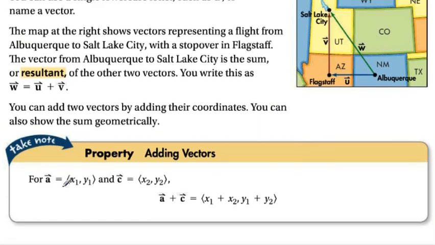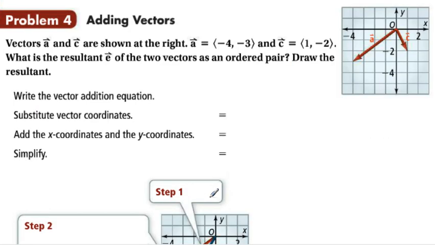Vectors can be added mathematically or algebraically just by adding their corresponding x and y coordinates. So let's take a look at how to do that. Let's suppose we have vectors A and C, shown in the picture in red, and their coordinates are -4, -3, and 1, -2. What's the resultant E of the two vectors as an ordered pair? And draw the resultant. I'm going to show you algebraically how to do this, and then I'm also going to show you graphically how we do that below. So algebraically, we want to write the vector addition equation where E is equal to the sum of A and C.